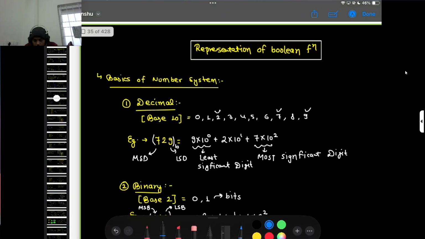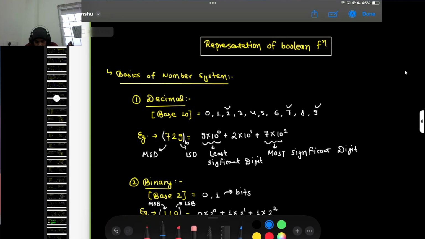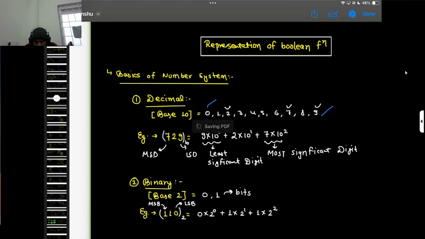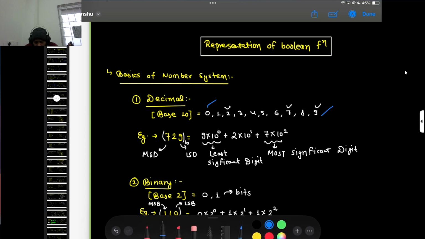Now, representation of a Boolean function. The basics of the number system: decimal is base 10. Base 10 goes from 0 to 9, and how do we represent 729? It is 9 into 10 to the 0, plus 2 into 10 to the 1, plus 7 into 10 squared. If you sum this, you get 729.